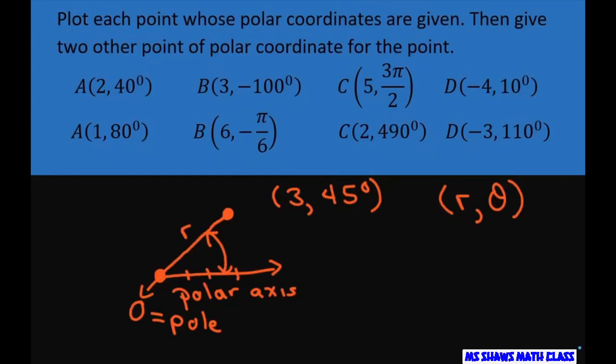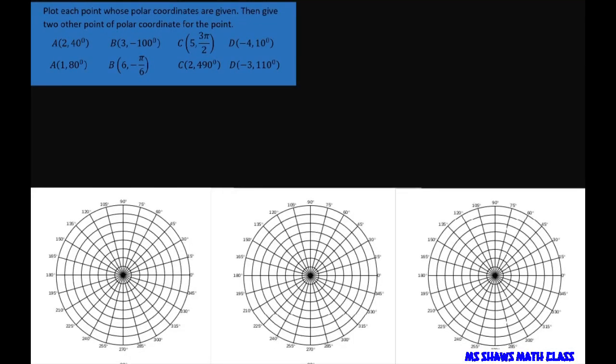So what we're going to do is plot this first set. For this video, we're plotting this first set on a polar grid. And then on the second video, I'm going to plot this second set on a coordinate grid, like your XY grid. So let's get started with the first one. It says plot each point whose polar coordinates are given, then give two other points of polar coordinates for the graph. So for A, we have our radius is 2, and we have 40 degrees.